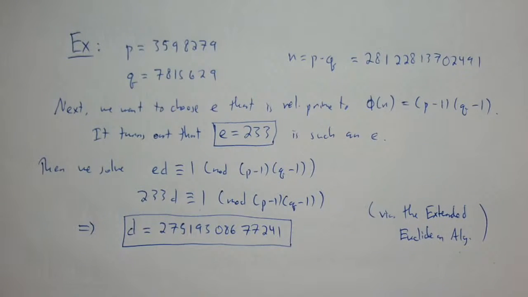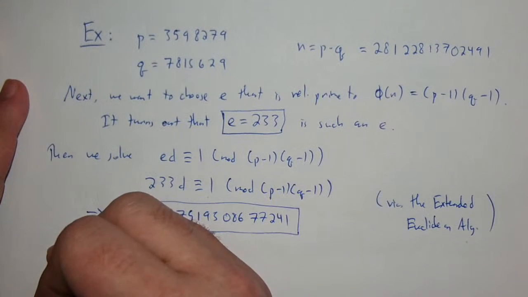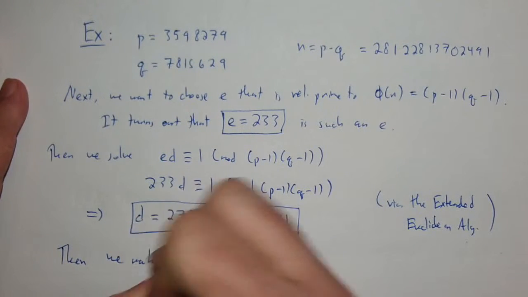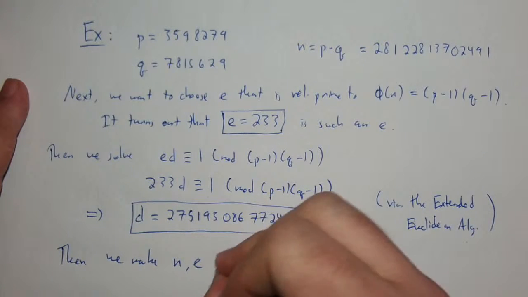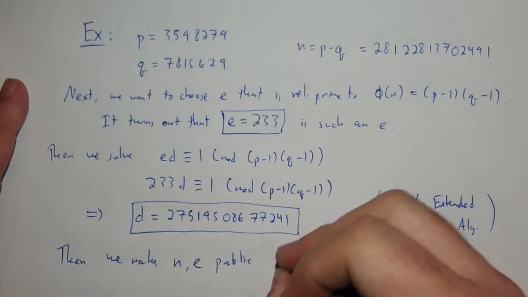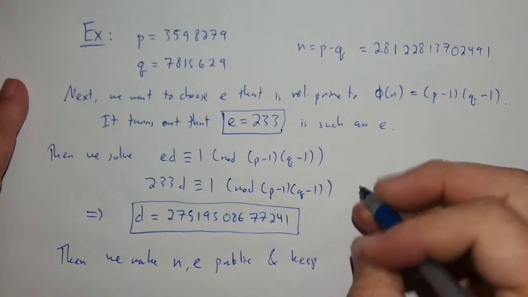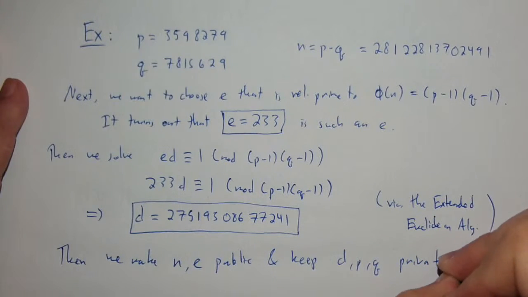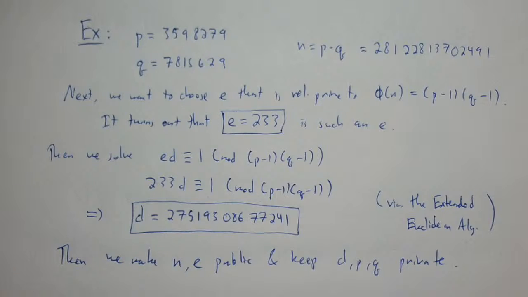Okay. So then we make N and E public and keep D, P, and Q private. Okay. All right.